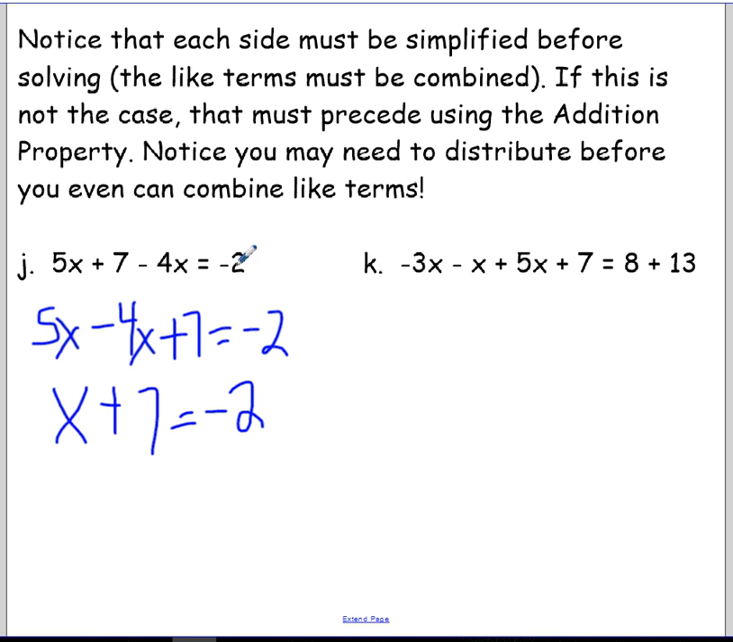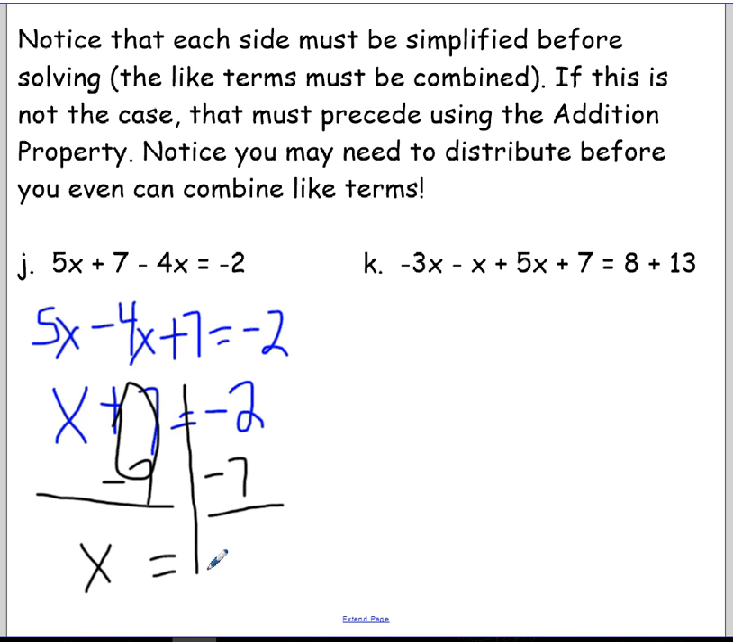Now we've simplified, and now we can start thinking of doing the opposite. We see plus 7, so we need to subtract 7. So again, now I'm able to go from the left side of the equal sign and the right side of the equal sign and do the same thing to keep things balanced. So x in this case would equal negative 9.